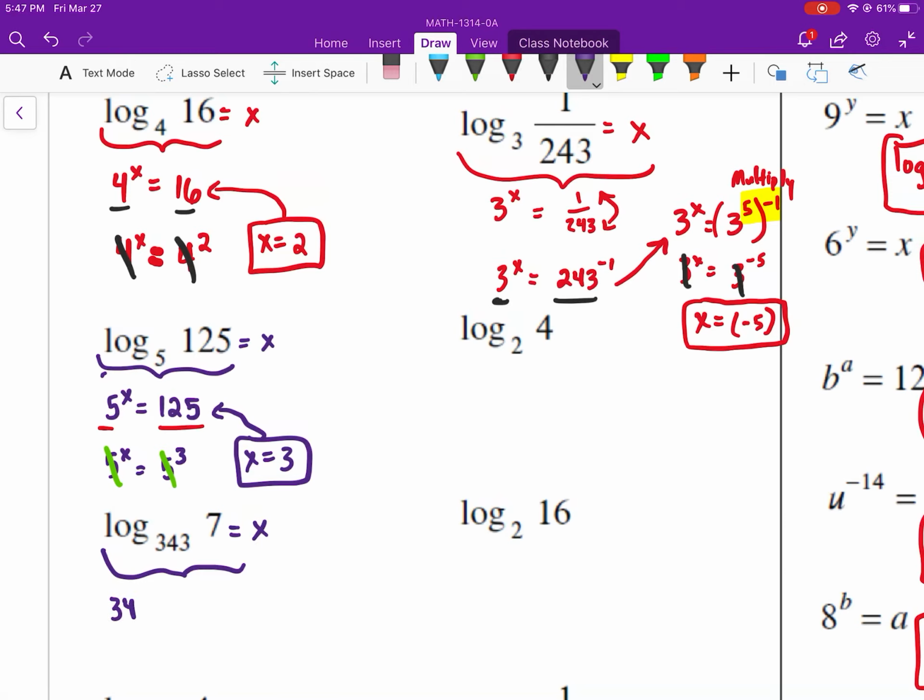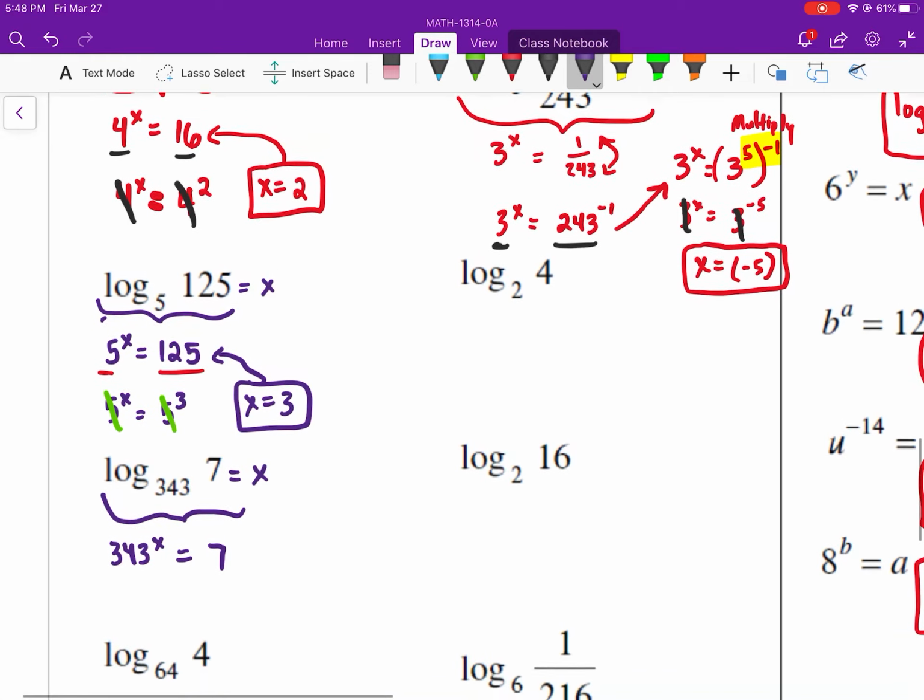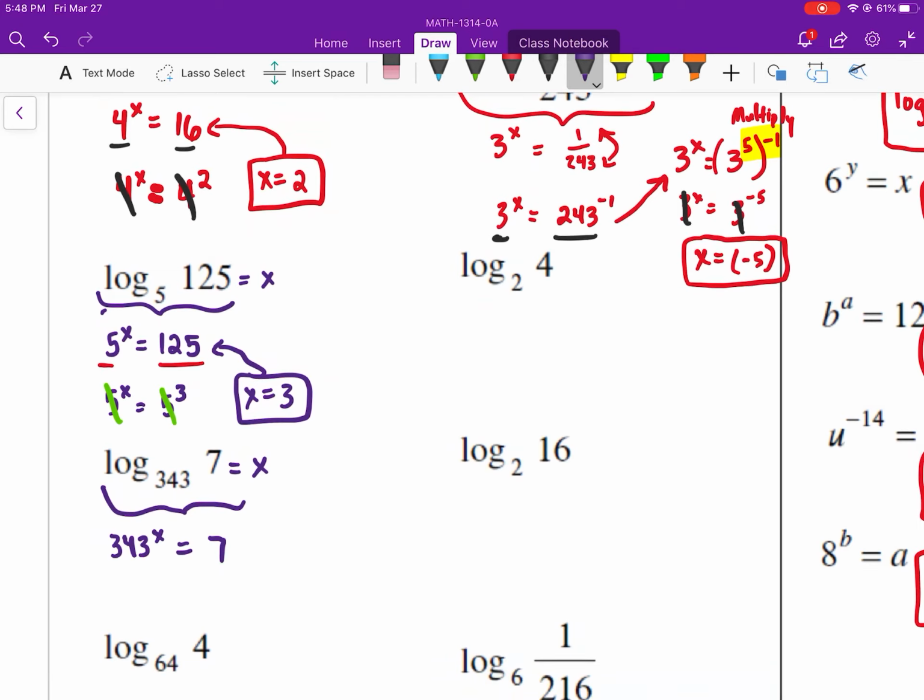Alright, next one. Set this equal to x. Change to an exponential. 343 to the x power equals 7. Now that's 7. That's a pretty large number. Let's do 7 to the 3rd power. Oh, 7 to the 3rd power is 343. Nice. Okay, so 7 to the 3rd power was 343.